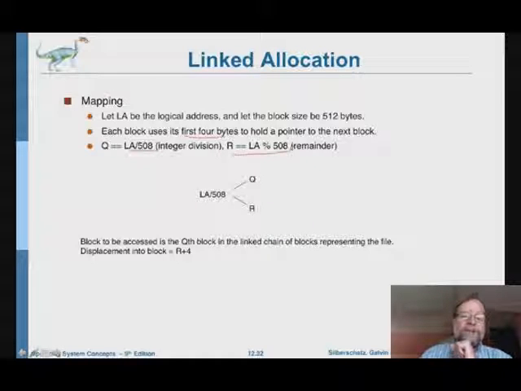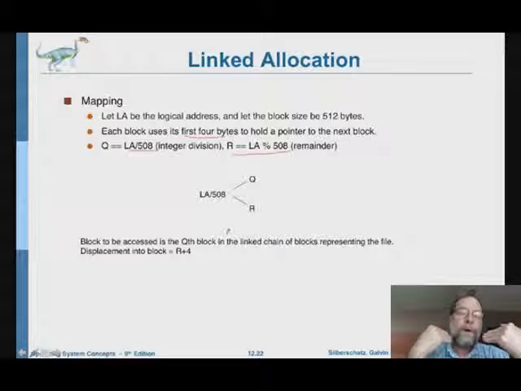Now, the problem is, once we've got q, we still have to chain through. We have to go through the linked list to get to the qth block. There's no other way to do that. And this is really why linked allocation is not very efficient, because if you think about it, there are 2 basic things you want to do.